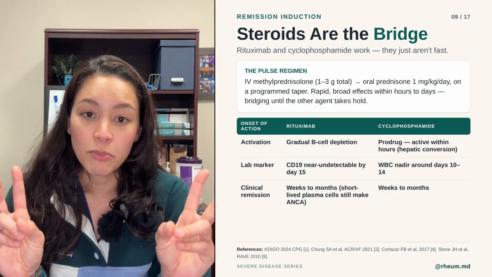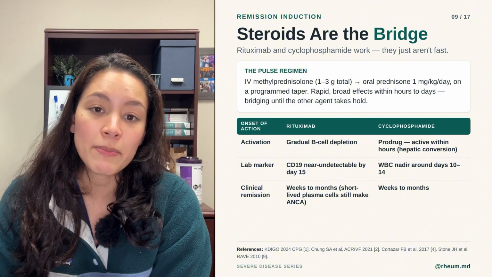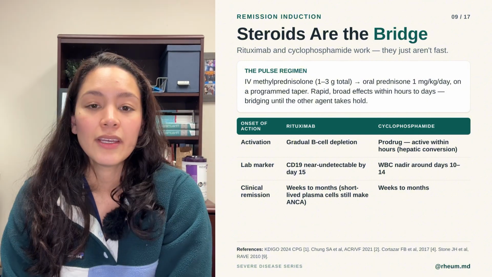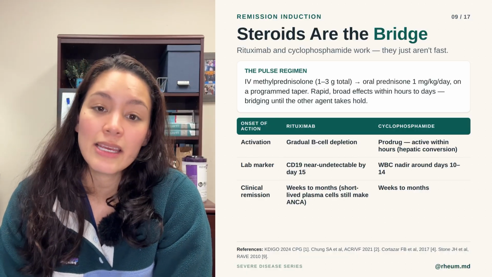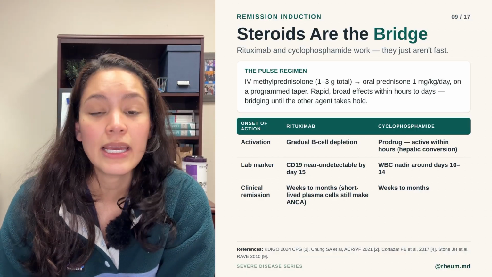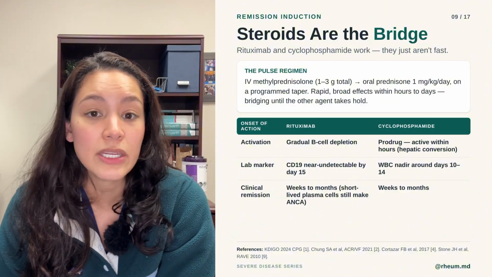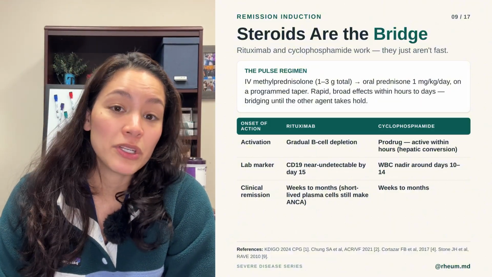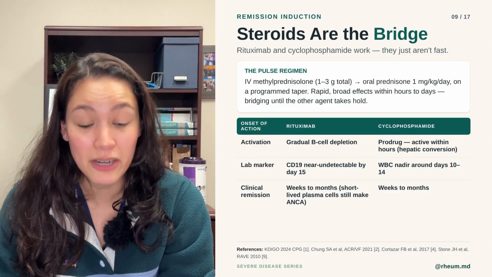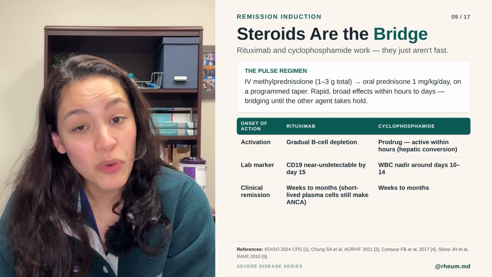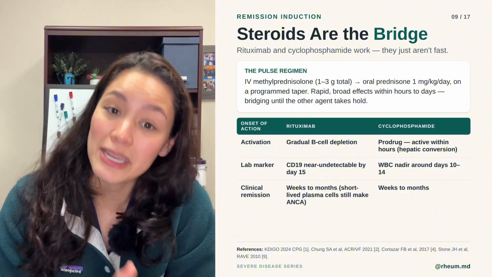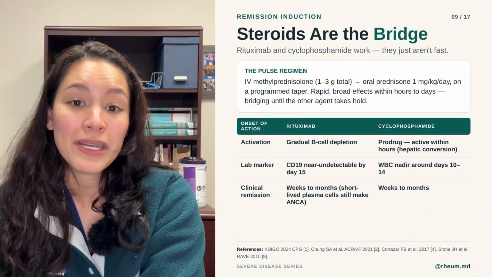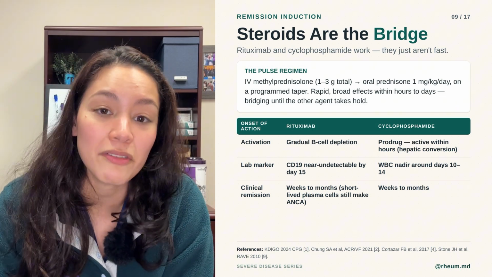This serves as a bridge therapy because rituximab and cyclophosphamide have a delayed onset of immunosuppressive action. Steroids work within hours to days, and rituximab and cyclophosphamide can take weeks to months to translate into meaningful clinical remission. So whenever the medical meme accounts make fun of rheumatology saying we only know how to use steroids, it's most likely because they've only ever been exposed to inpatient rheumatology and you have not had time to see how our medications work or to understand the real effect.